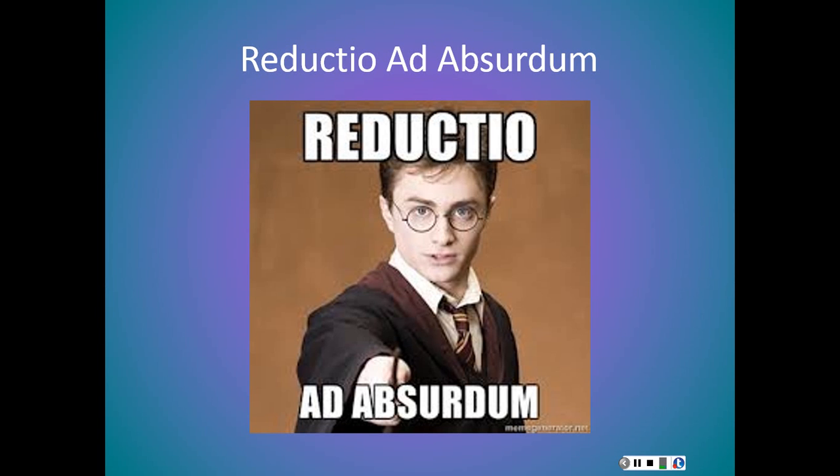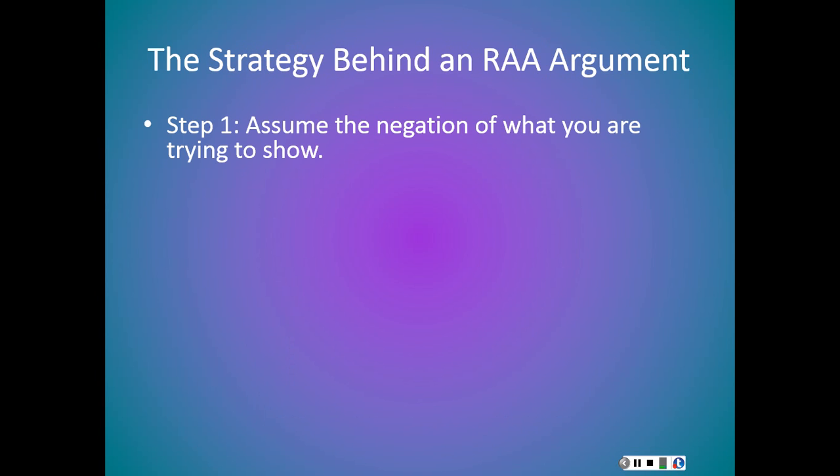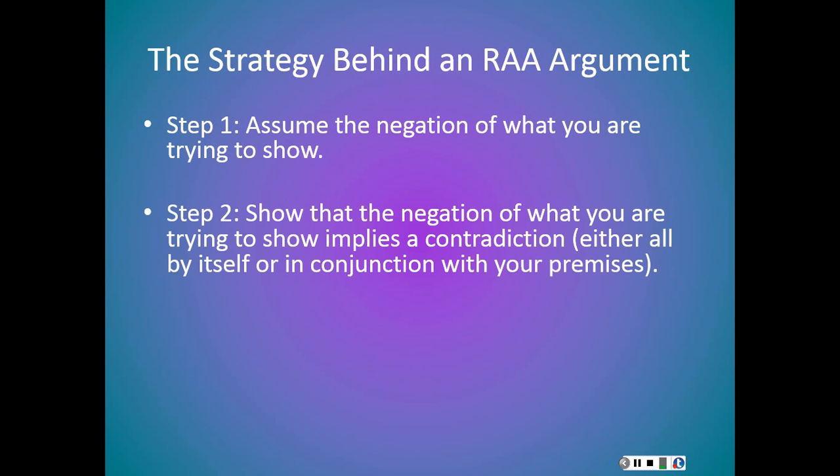In order to introduce this rule, let me talk a little bit about what an argument by way of reductio ad absurdum consists in. So here's the strategy behind such an argument. The strategy consists in executing 3 steps. In the first step, one assumes the negation of what one is trying to show. Now, this might seem a little odd to you. If I want to establish a certain conclusion, why would I start off by assuming its negation? Well, the reason one does that is in order to complete step 2.